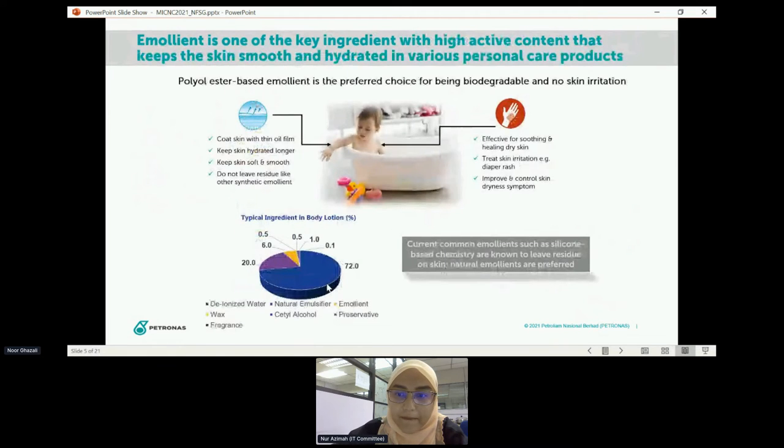Next, emollient is one of the key ingredients that has high active content, which keeps the skin smooth and hydrated in various personal care products. We use this emollient because it has the function to coat skin with a thin oil film, to keep skin hydrated longer, to keep skin smooth and soft, and it will not leave any residue like other synthetic emollients. It is also effective for soothing and healing dry skin, and can be used to treat skin irritation. This is based on the different functions upon application of the product that we want to formulate. It also can be used to improve and control skin dryness symptoms. For this project, we are focusing on polyol ester based emollient because it has been a preferred choice recently for its biodegradability and because it possesses no skin irritation for human use.